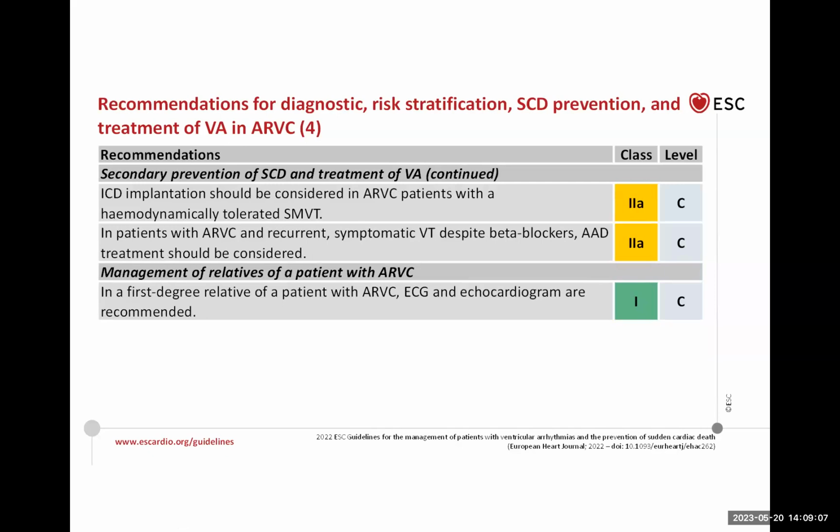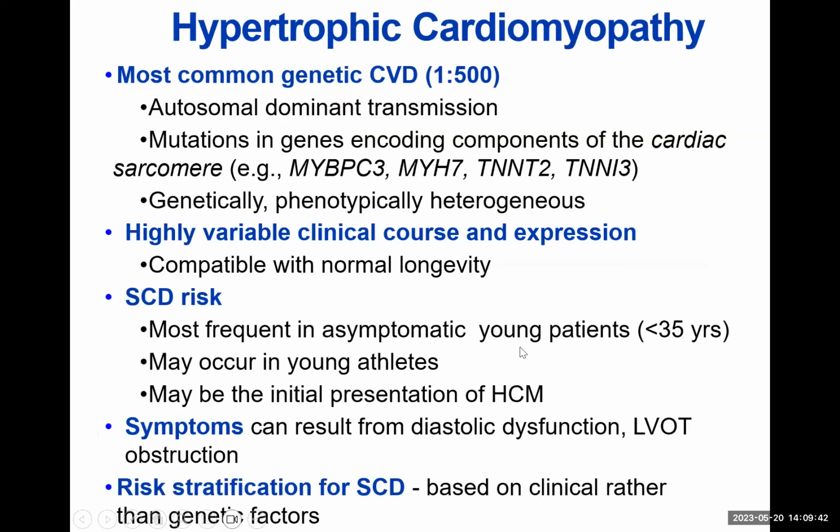Again, secondary prevention: ICD should be considered in ARVCD with hemodynamically tolerated sustained VT. Even if it is hemodynamically tolerated, it is a 2A indication to put an ICD. Again, in a symptomatic patient despite beta blockers, we may add antiarrhythmics like sotalol or amiodarone. And it's important to screen first degree relatives of patients with ARVCD, generally by doing ECG, echocardiogram, and of course genetic testing.